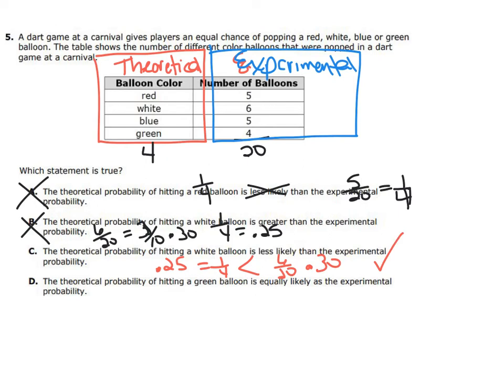The last one says the theoretical probability of hitting a green balloon, so green is 1/4, is equally likely as the experimental probability. And green is 4 out of 20, which simplified is 1 out of 5. Well, in this case, it has to be equal, so that means that is incorrect. So D is wrong, so my correct answer will be C. So basically, in each one, you had to find the theoretical probability, experimental probability, and then compare them. So our answer here should be letter C. Again, stop the video and write down what your mistakes were.